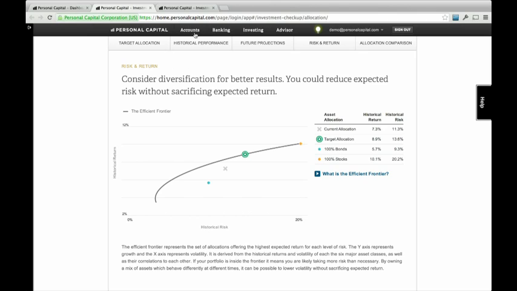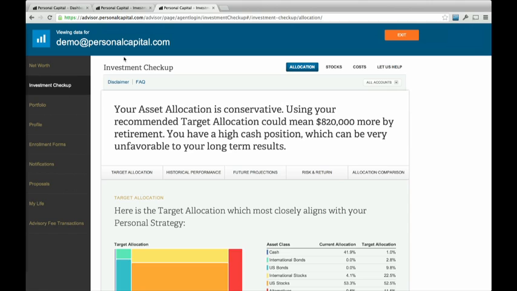And like most people, what she wants then is to review it with an expert. So she requests a consultation with a Personal Capital advisor. Now, let's switch gears to look at what Mary's advisor can see.